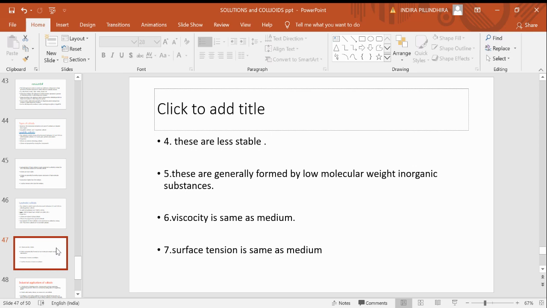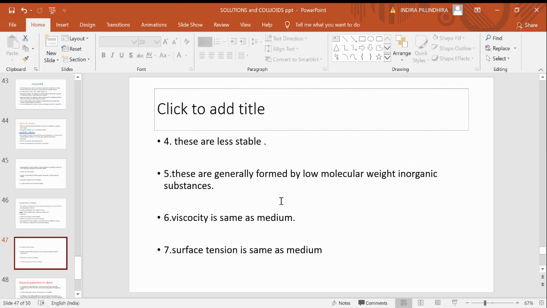The fourth one, these are less stable. Lyophobic colloids are the less stable. Fifth one, they are generally formed by low molecular weight inorganic substances. And the viscosity is same as the medium, and surface tension is also same as the medium.